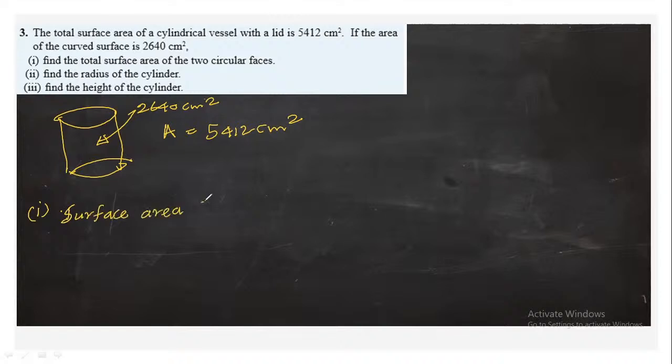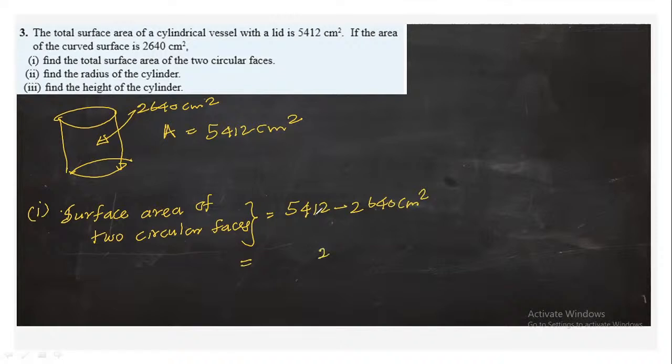Surface area of two circular faces. How much here? 5,412 minus 2,640 square centimeter. Then 2 subtract 0, 2. 1 can't subtract 4, so 11 subtract 4, 7. 3, 13 subtract 6, 7. Then 4 subtract 2, 2. So 2,772 square centimeter.